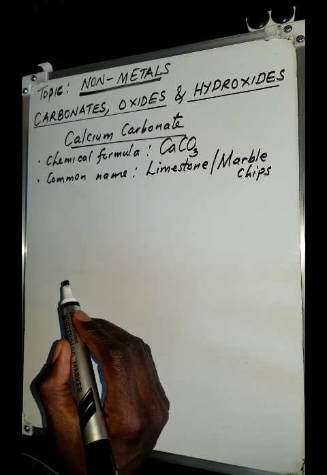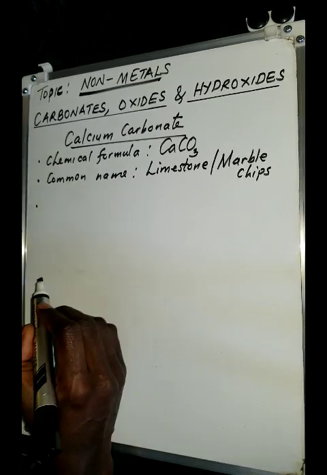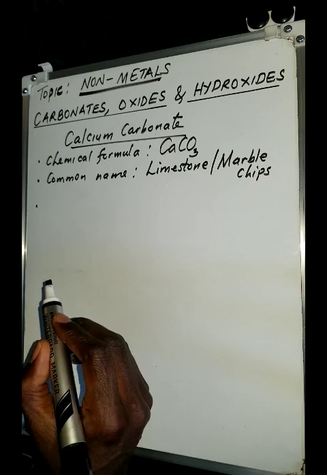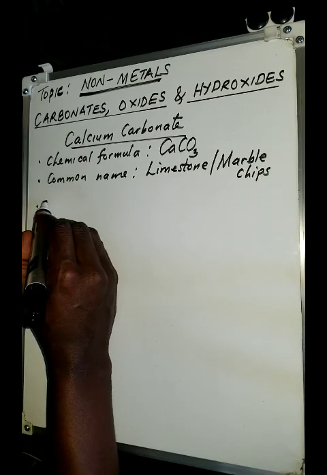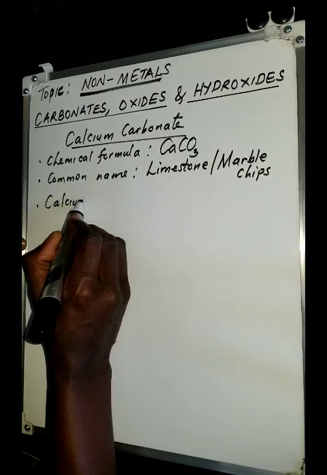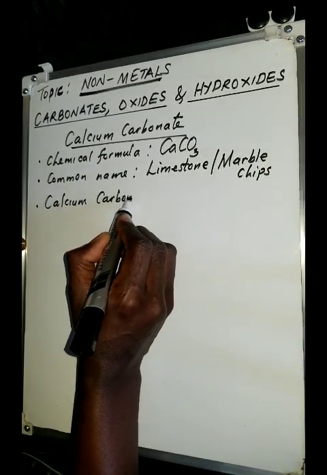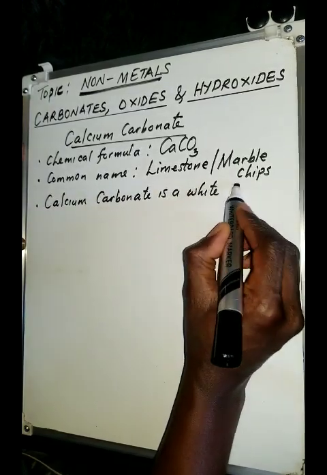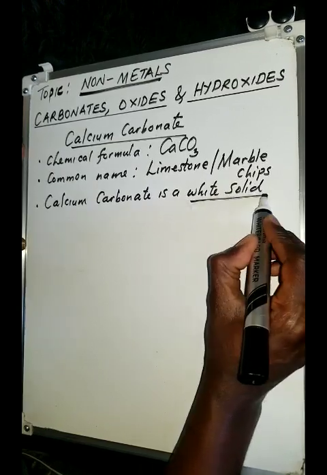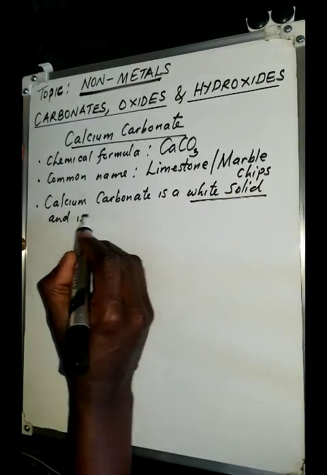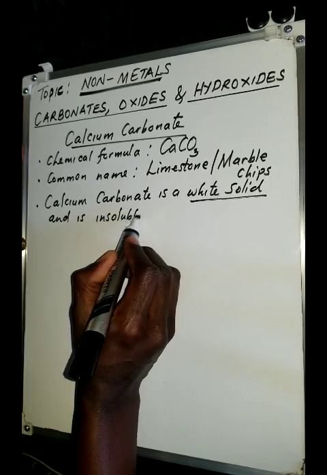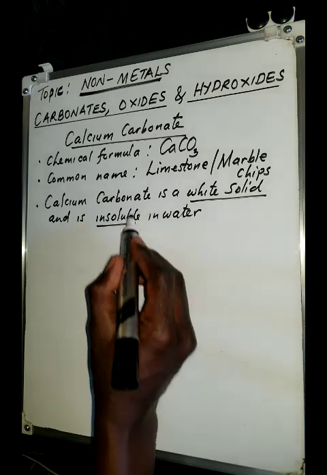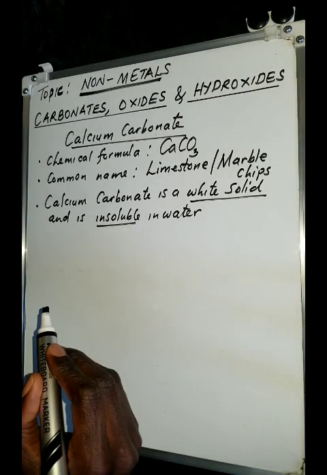Now, what exactly do you need to know about calcium carbonate? Well, for one thing, calcium carbonate is a white solid which is insoluble in water. So I can simply say that calcium carbonate is a white solid and it does not dissolve in water. So that is what you need to remember. It is a white solid, but it also does not dissolve in water.